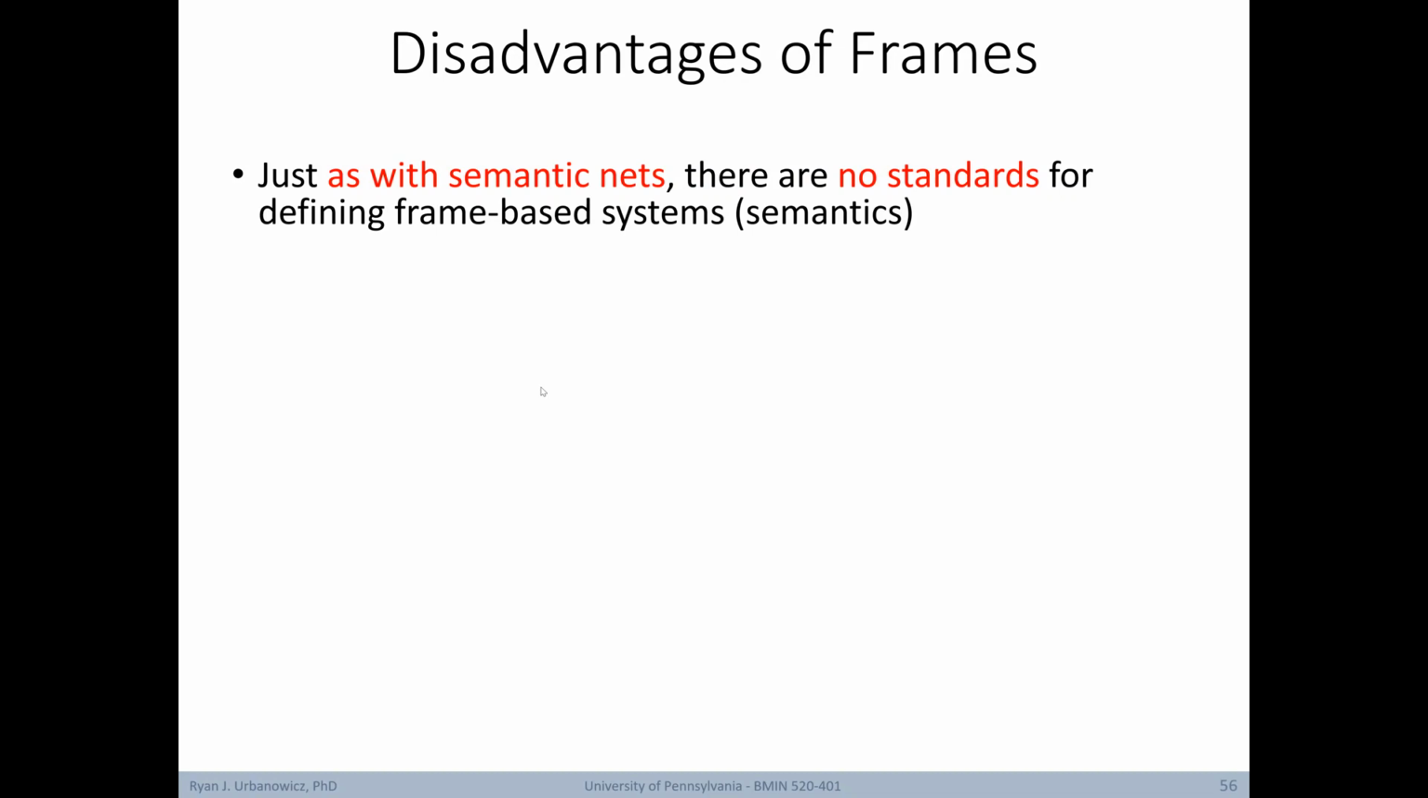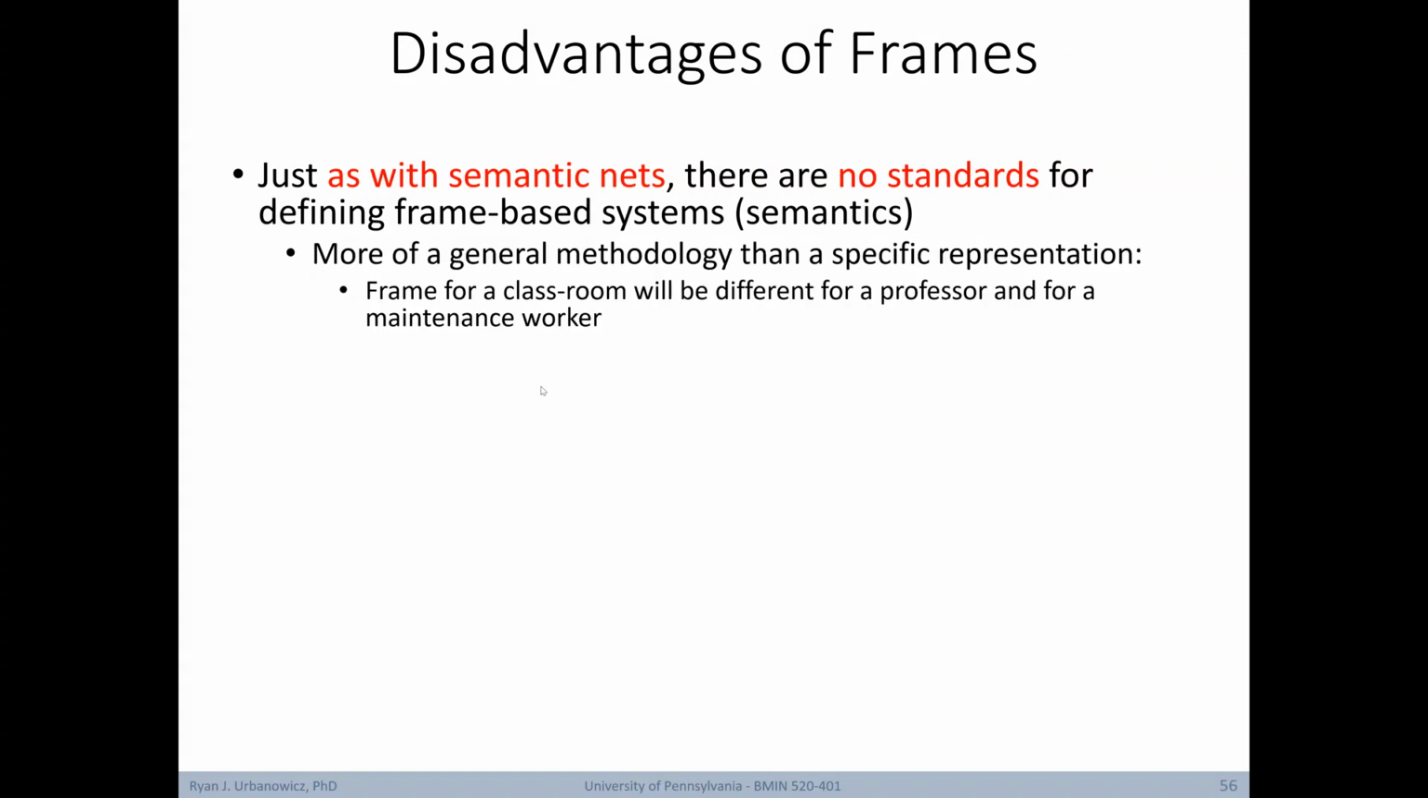Now let's dive into some more disadvantages of frames. First, just as in semantic networks, there are no real standards for defining frame-based systems. In other words, the semantics are not universally defined. Frames offer more of a general methodology than a specific representation. For example, if we're making a frame for a classroom, it might look different if we're thinking about it from the context of a professor versus the context of a maintenance worker.